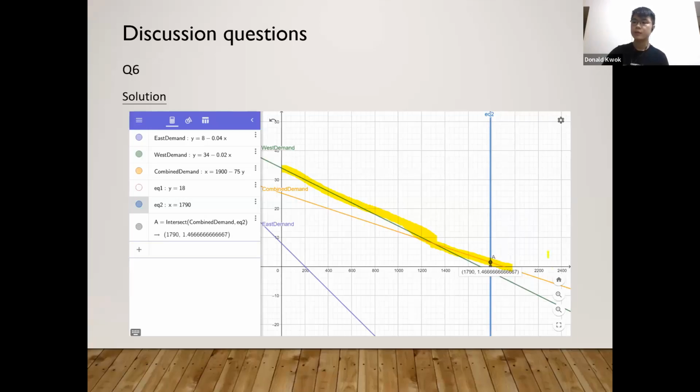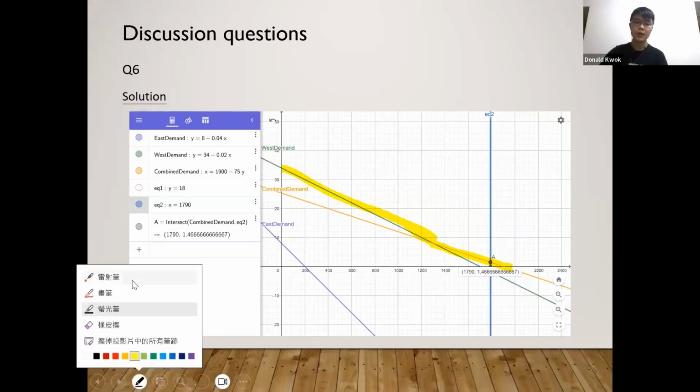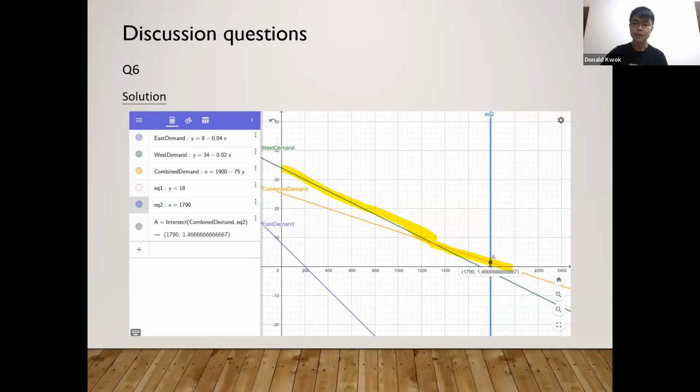And to find out the willingness to pay of the marginal consumer at the quantity 1,719 units, it is actually applying the vertical interpretation of the demand curve. So we are finding the corresponding price according to the demand curve at this quantity, which is 1.47. This price of 1.47 is automatically the marginal benefit of the marginal consumer for this unit. So that is the answer to question 6.